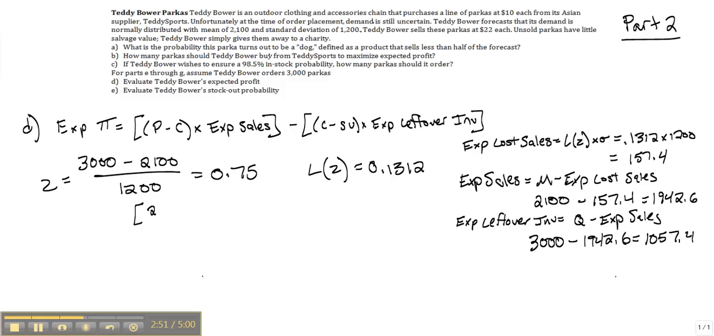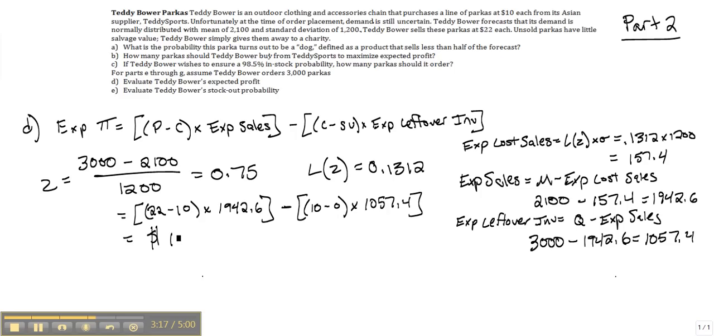Now that we have all those values, we can plug them back into the formula above, and we have a price of 22, a cost of 10. Our expected sales are 1942.6, and that's minus our cost of 10, our salvage value of 0, times the expected leftover inventory of 1,057.4. When you compute that all out, you get an expected profit of $12,737.